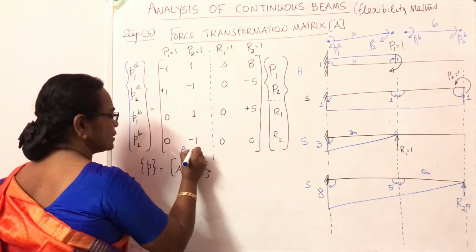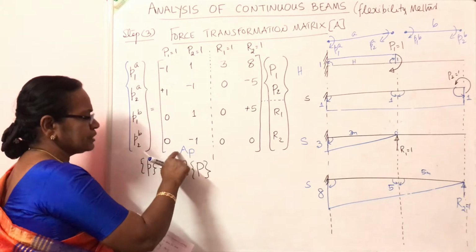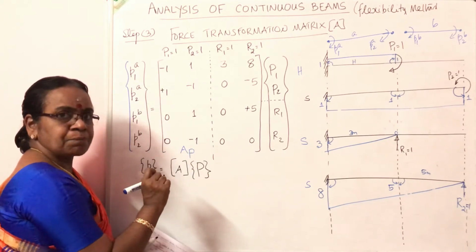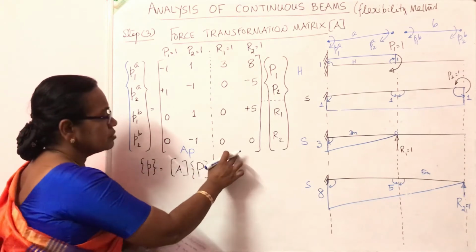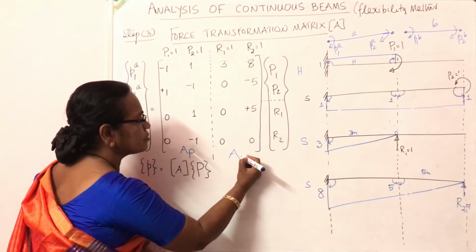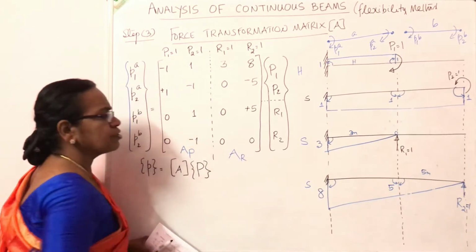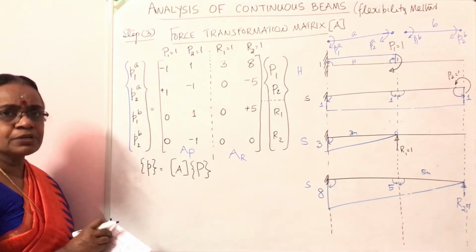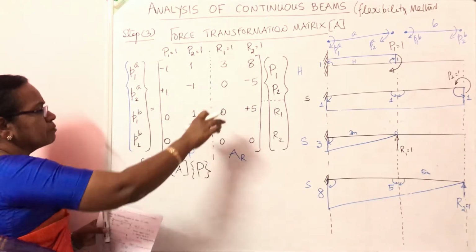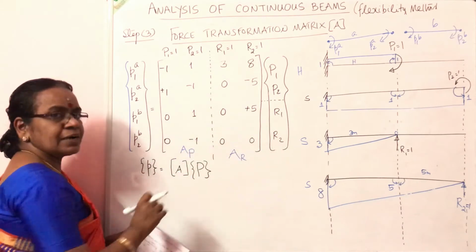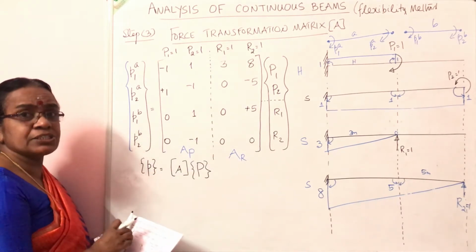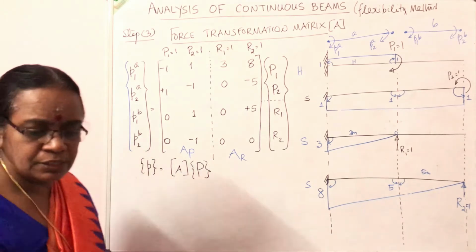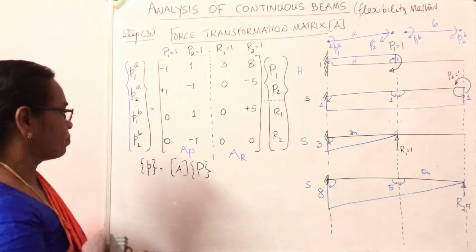I am going to split it into two. A suffix P is the transformation matrix due to nodal loads. This I am going to mark as A suffix R, the transformation matrix obtained by applying unit value of redundant. So this total A matrix is now divided into two, AP and AR. This is called partition of matrices. It is partitioned into two.